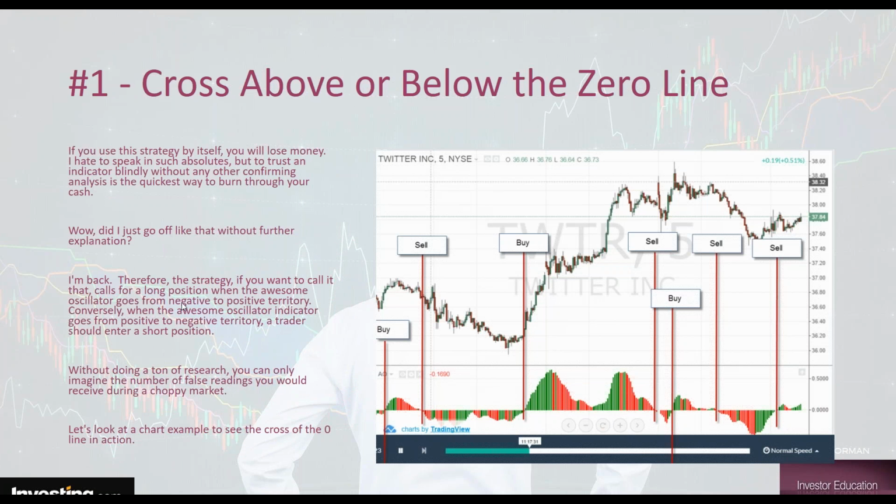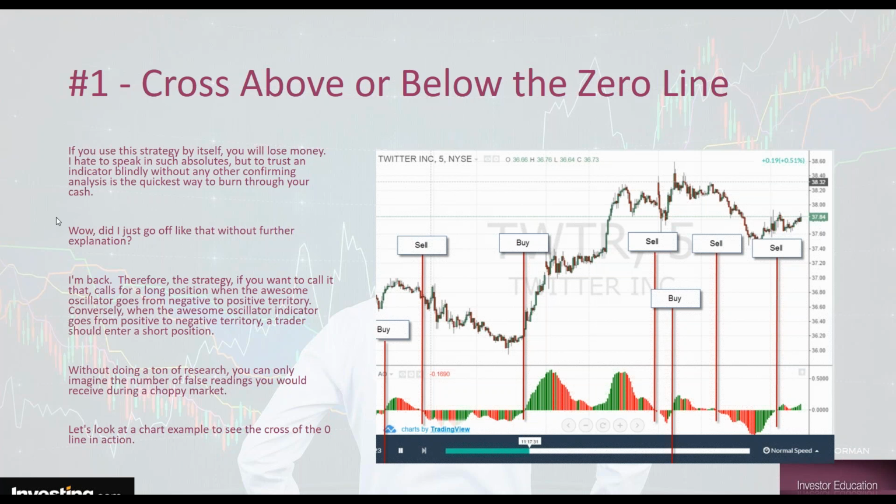Now, the awesome indicator, when it's put on the bottom of the chart, gives you very precise signals, and it gives you very unique buy-in signals. If you use the strategy by itself, you will lose money. I hate to speak in such absolutes, but to trust an indicator blindly without other confirming analysis is the quickest way to burn through your cash.